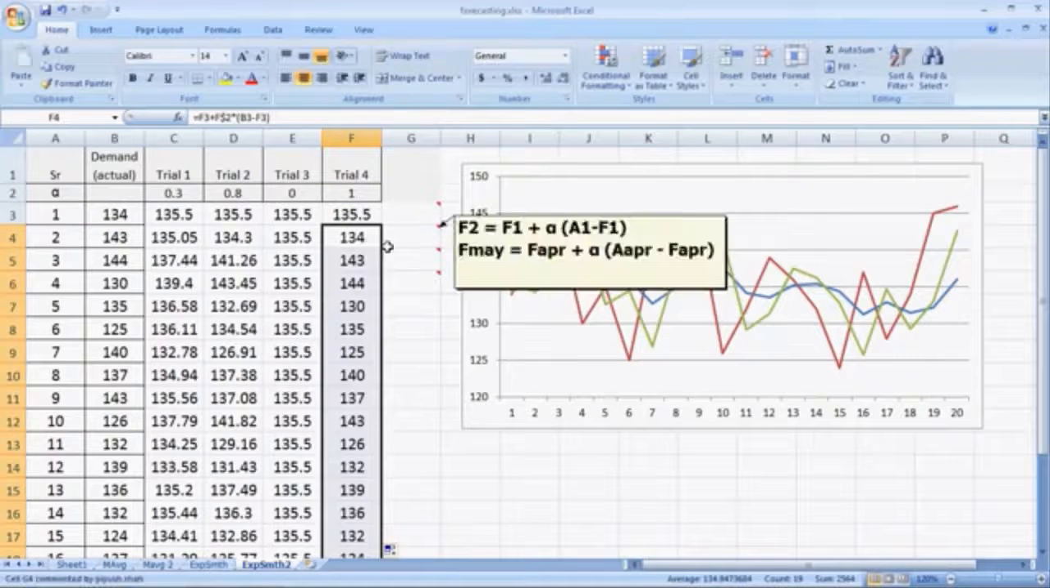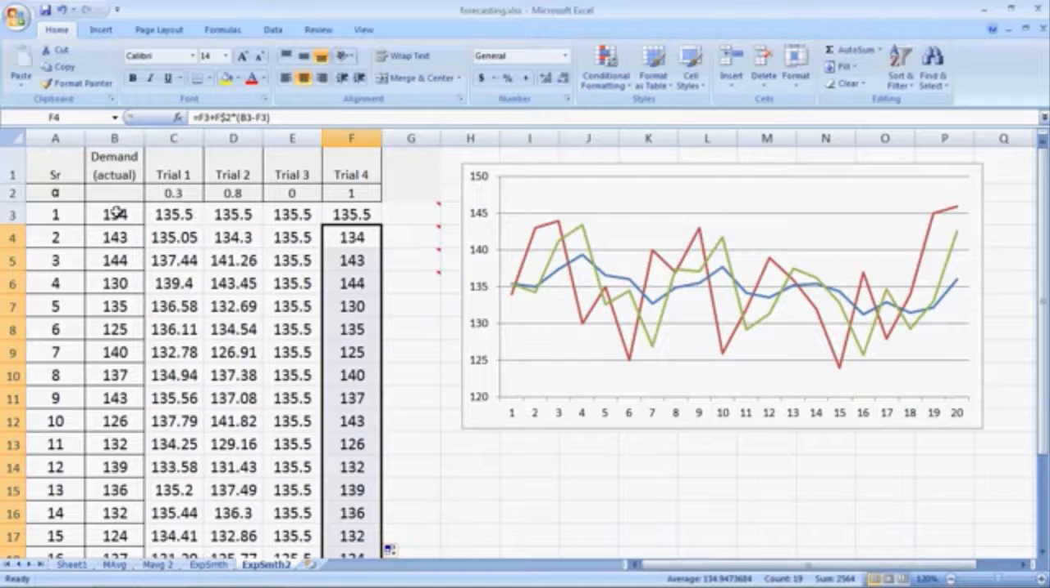Alright, now look at this extreme. The first period actual demand was 134. The second period forecast is 134. The second period actual is 143. Third period forecast is 143. The third period actual demand was 144. The fourth period forecast is also 144. Now this is what we call naive forecasting, which is a highly sensitive forecast where the previous period's actual becomes the next period's forecast.